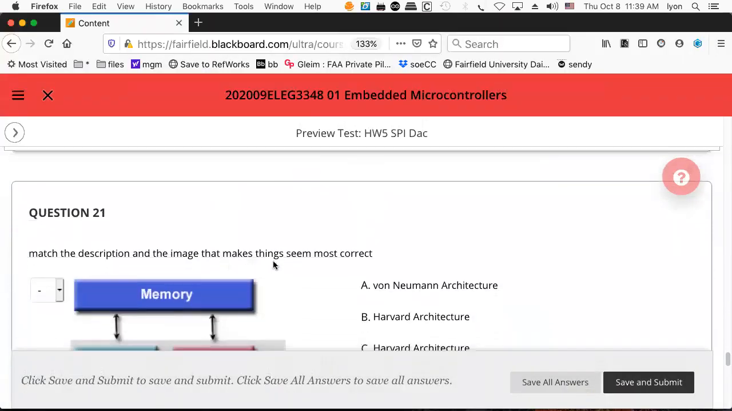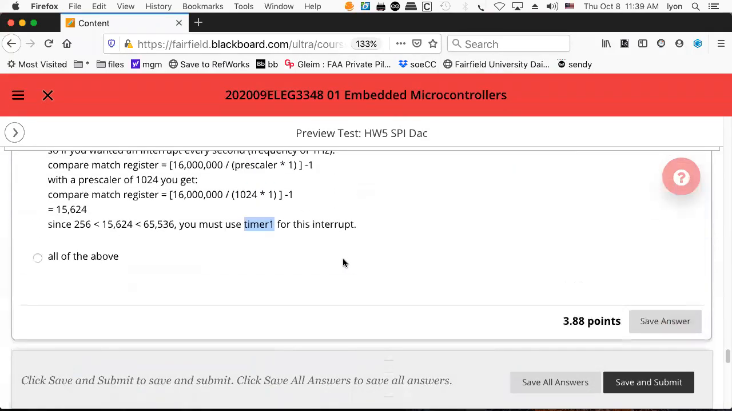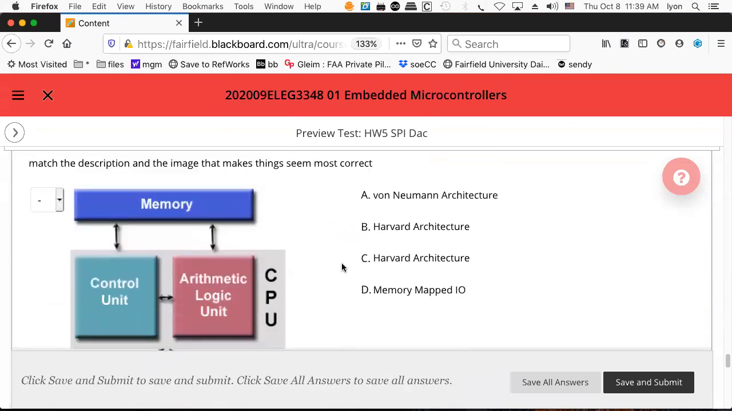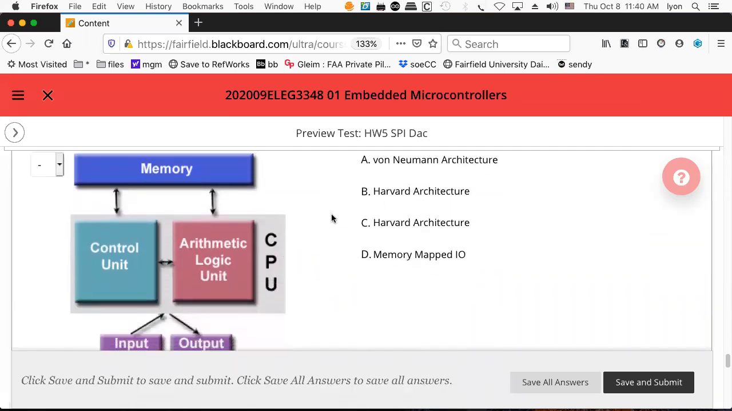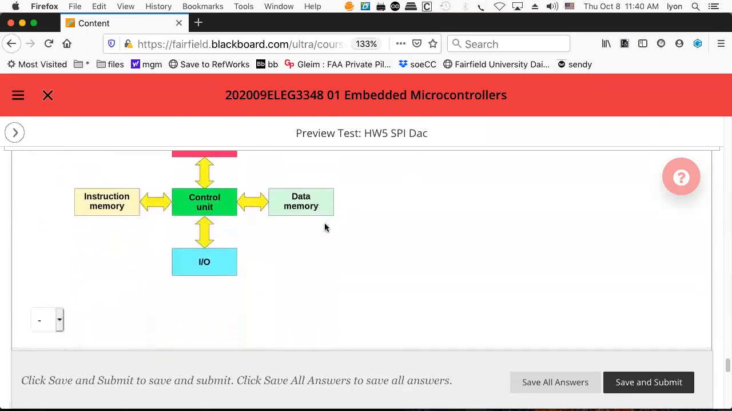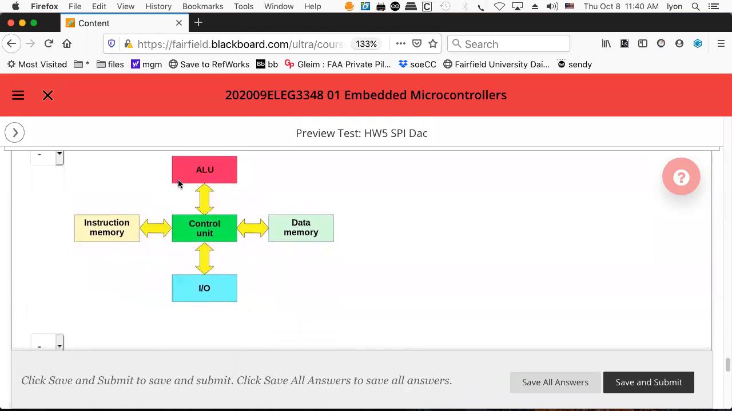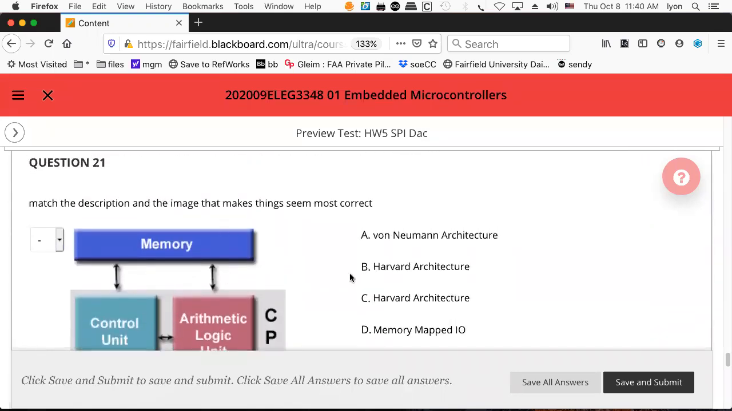Let's see, question 21. I guess you didn't ask about that. Perhaps you guys know. Can we do it anyway? Oh, sure. Let's see. Match the description and image that makes things seem most correct. Most correct. What the heck is this? Let's see. I've got an ALU, a control unit, data memory, instruction memory, an IO. Oh, I see. You have to do each one separately.